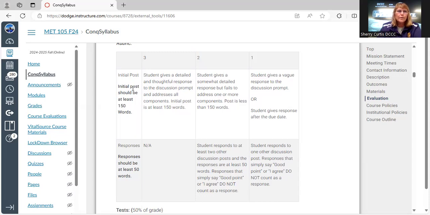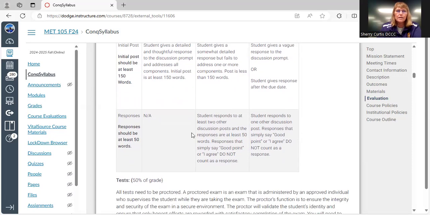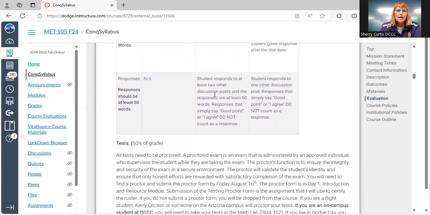So your initial post needs to be at least 150 words, like be thorough. We need to work on supporting our answers. And then you need to respond always to at least 2 other posts. And again, those responses need to be at least 50 words, and simple things like, oh yeah, or good job, or whatever, that doesn't count.